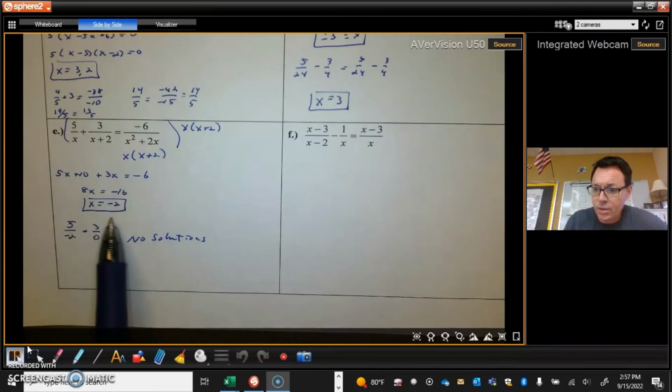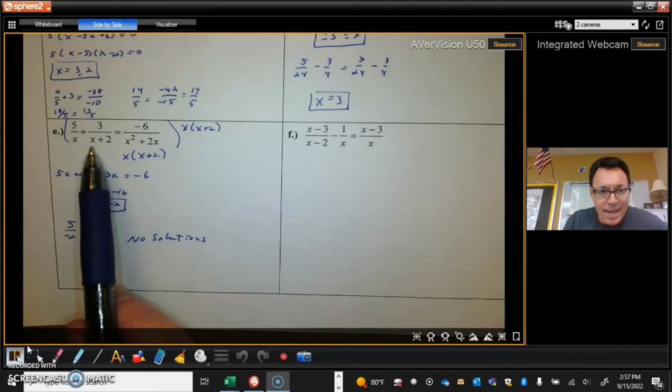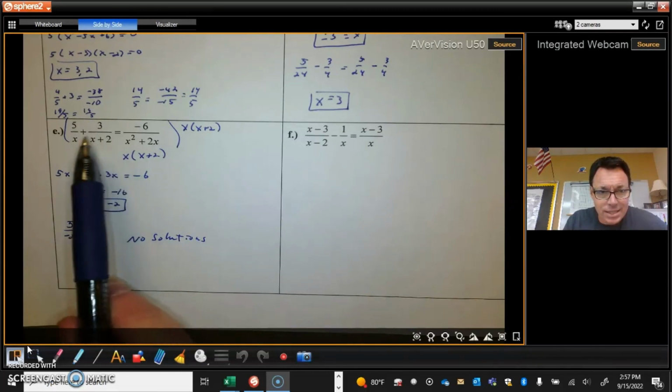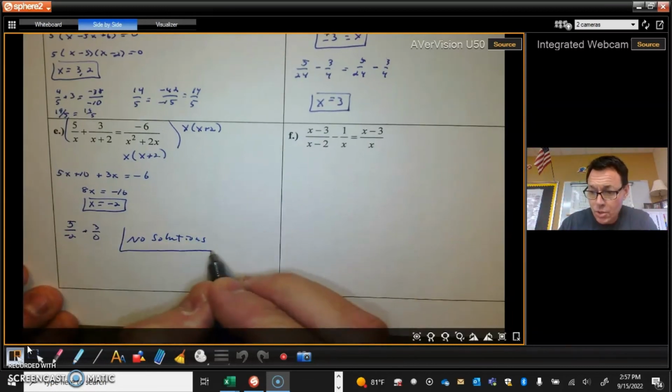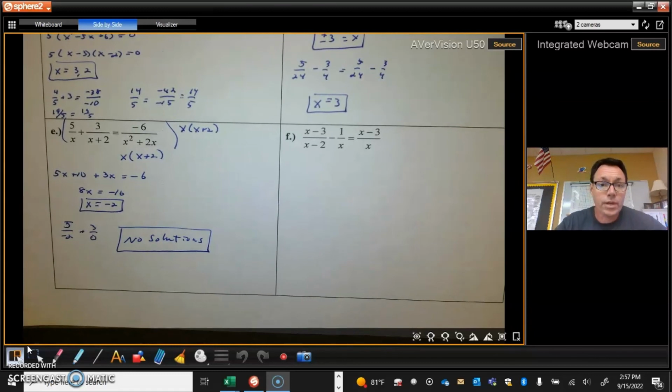So I solved that equation. I got x equals negative 2. However, plugging negative 2 back into this denominator is going to give me a 0. So it doesn't work. We only got one answer. That one answer is an extraneous solution. So actually, no solutions is the correct way to answer this question. Okay? All right.